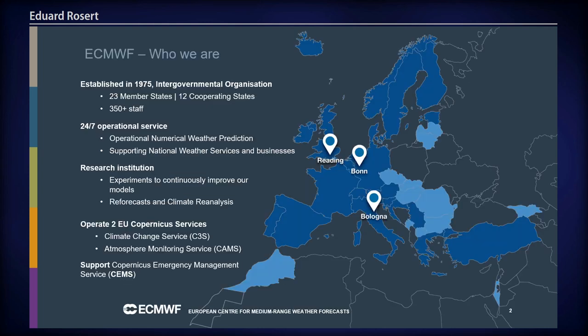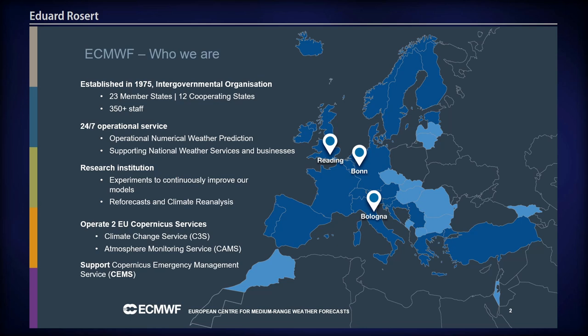So first, a few words on who we are. ECMWF is an intergovernmental organization. Currently, we are comprised of 23 member states and 12 cooperating states. We provide not only real-time operational weather prediction service to our members, but also we are a research institution, so we continuously improve the numerical weather prediction, but also provide climate reanalysis data. And we currently operate two EU Copernicus services. One of them is the Copernicus Climate Change Service and the Copernicus Atmospheric Monitoring Service.